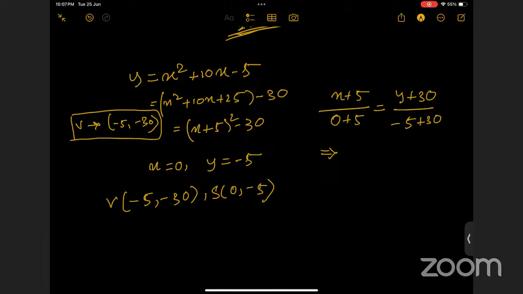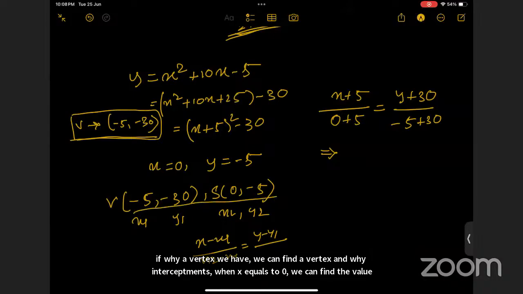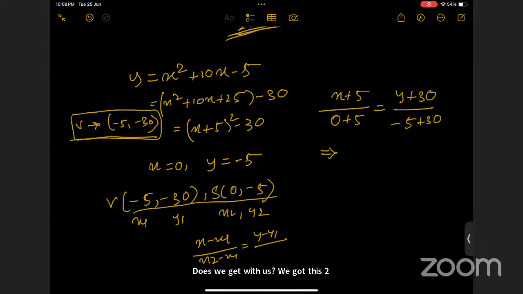How did you find it? This is our x1, this is our y1, this is our x2, this is our y2. So the equation of the line will be y minus y1 equals the slope times x minus x1. Ma'am, you are taking the values of x1, y1, x2, y2 from where? See, we have given 2 hints that we have 2 points. The first point is the vertex of the parabola, and the second point is the y-intercept of the quadratic equation. So we can find the vertex, and y-intercept means when x equals 0, we can find the value of y. Thus we got these 2 points. Now we can find the equation using these 2 points.